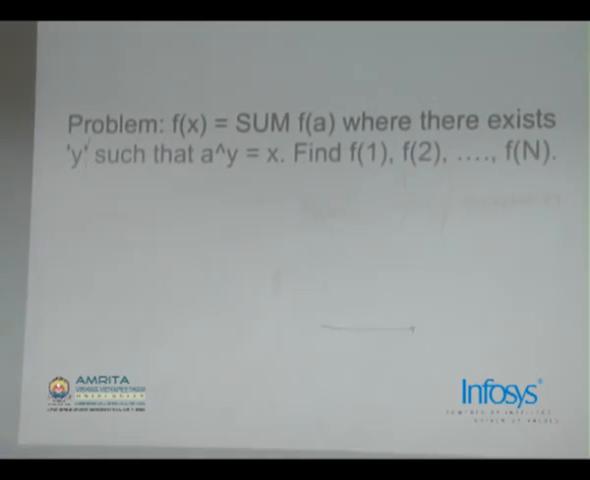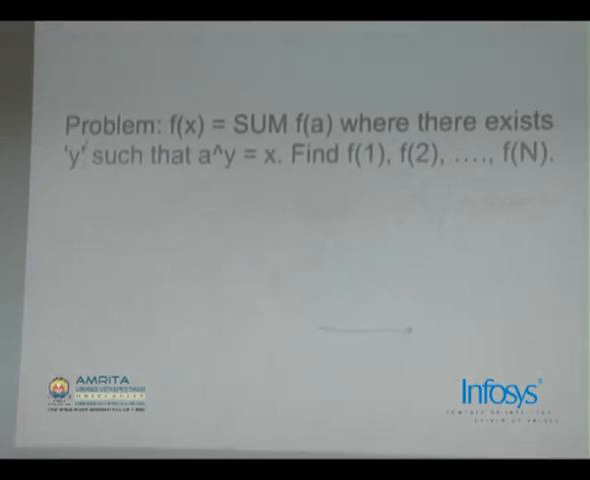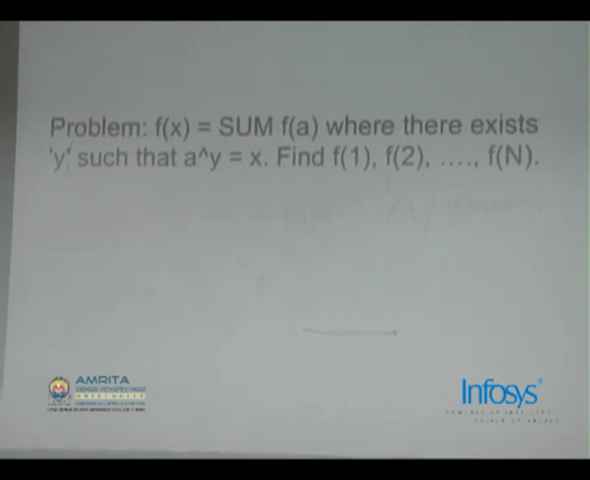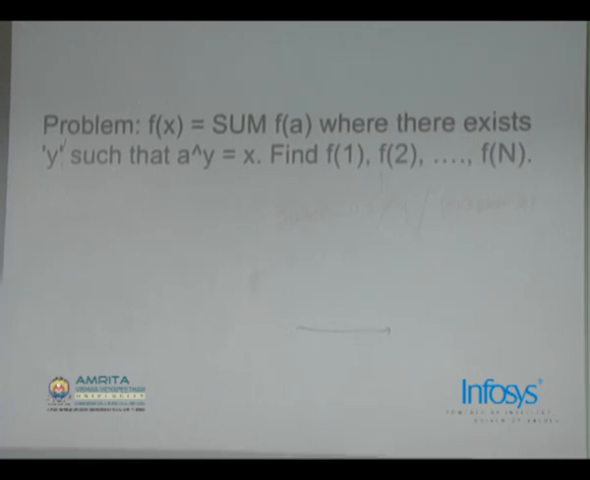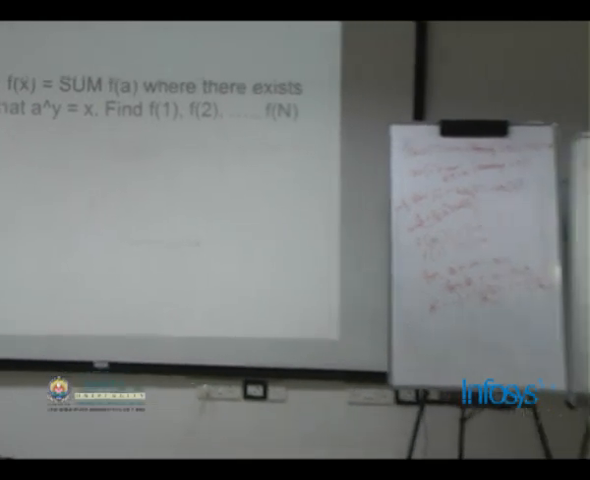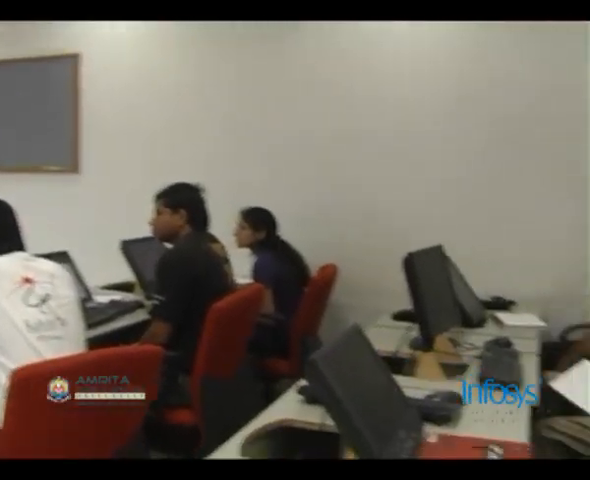Okay, so just look at this problem. F of x equal to sum of f of a for all a such that a power y equal to x. Suppose you are computing f of 16, the value will depend on f of 4 and f of 2. So if we know the computation for f of 4, we just have to add it to f of 16 and we can find the value.